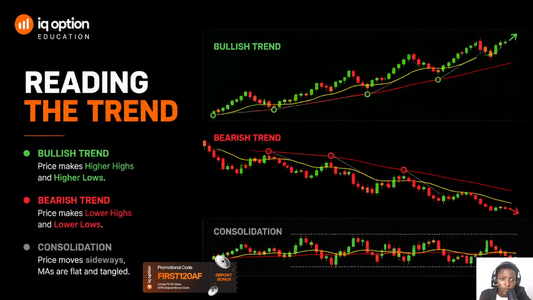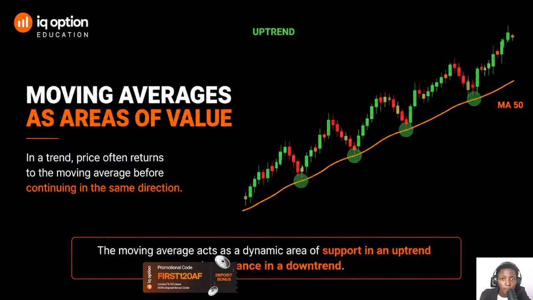The next thing we're gonna do, I have another slide I want to show you in a second, and then we're gonna get into the chart again, and then we're gonna add those moving averages. The next one we're gonna talk about is using the moving averages as areas of value. In a trend, price tends to return to the moving average before continuing in the same direction, just like you see when reading the bullish and bearish trend.